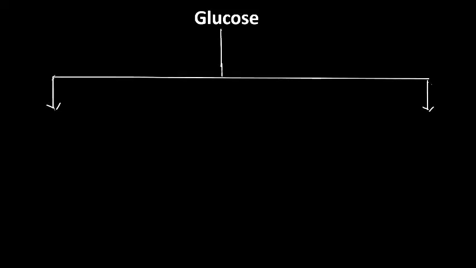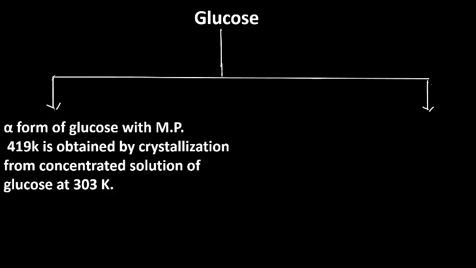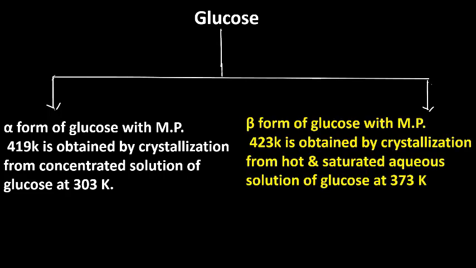Glucose is available in two forms, that is alpha form and beta form. Alpha form of glucose with a melting point of 419 Kelvin is obtained by crystallization from concentrated solution of glucose at 303 Kelvin. On the other hand, beta form of glucose with a melting point of 423 Kelvin is obtained by crystallization from hot and concentrated aqueous solution of glucose at 373 Kelvin. Therefore, these two forms are obtained by crystallization at different temperatures.